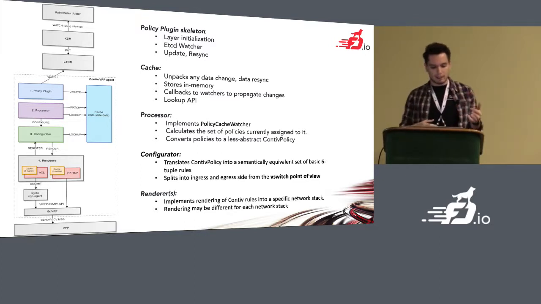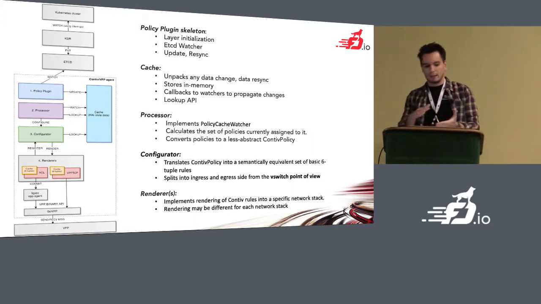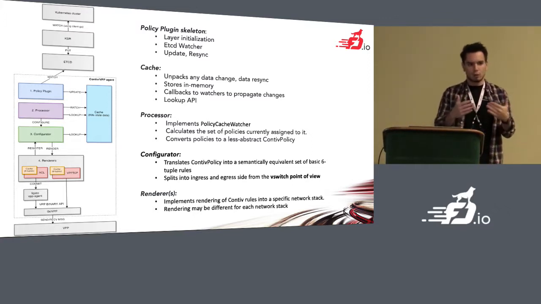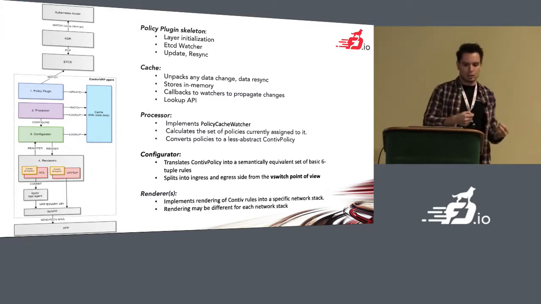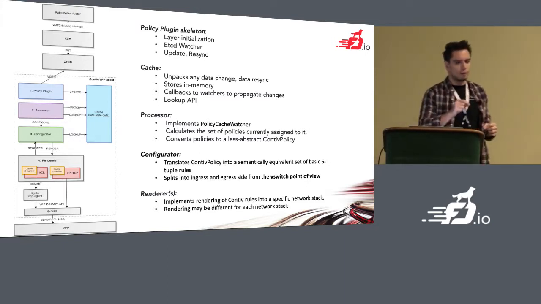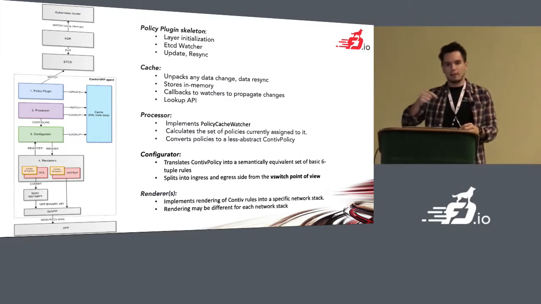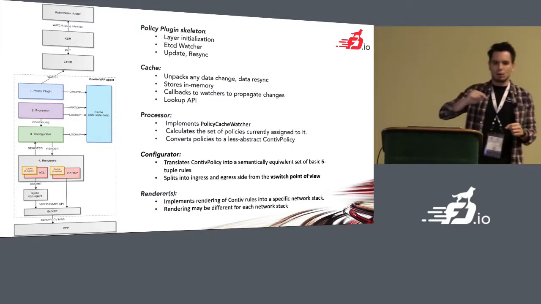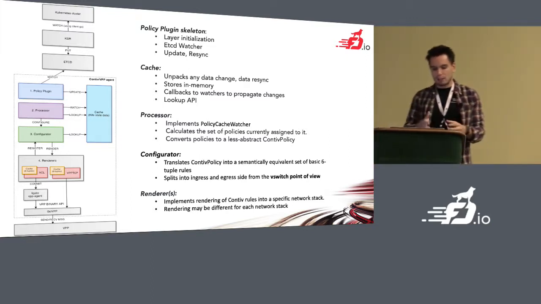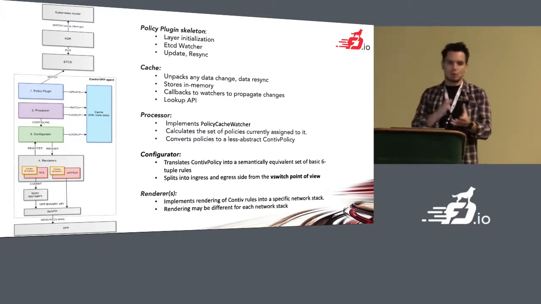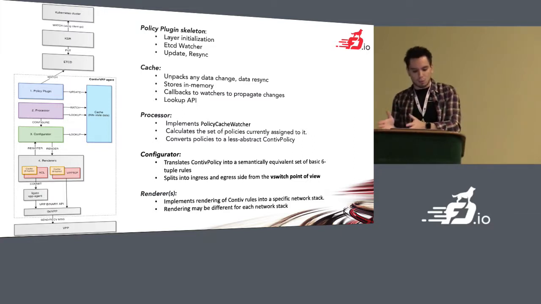The policy plugin skeleton initializes the layers. It has an etcd watcher, and it's responsible for updates and resyncs. The cache unpacks all these data changes, stores them in memory, and provides callbacks to watchers. So now we have watchers in cache that listen for changes when we add a pod, when we add a namespace, when we add a policy. And then there's a processor that implements the policy cache watcher.